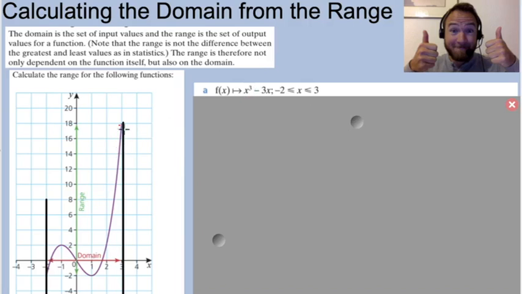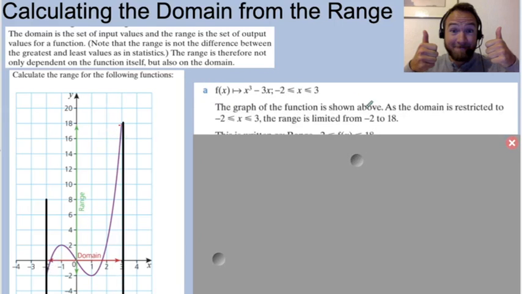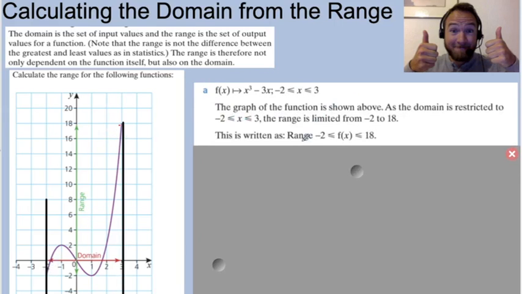Well, our range is between our highest and our lowest points. How far is it? Well, it goes from negative 2 to 18. So our range is written as negative 2 less than or equal to f of x less than or equal to 18.